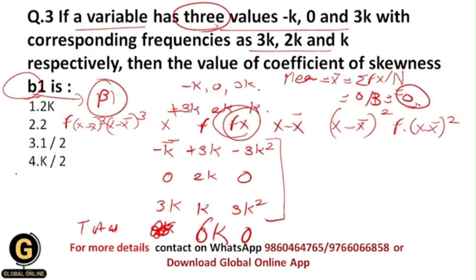Now let us find out the mode. Mode means the value which occurred most frequently in the whole data set, or the value which has the highest frequency. Here you can see that 3k is the highest frequency, and this is the frequency of minus k, and that's why your mode will be minus k.